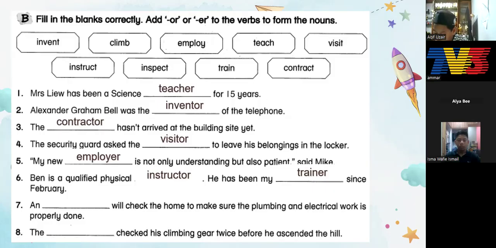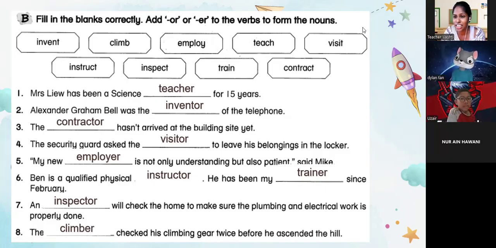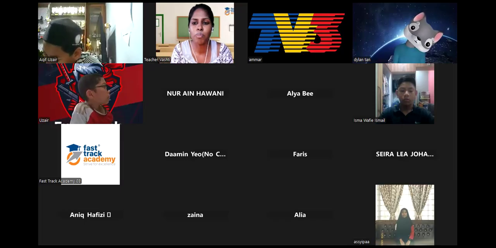An inspector will check the home. Very good. Number 8, last one, the climber. The climber check his climbing gear twice. All right. So did you get your answers correct? Ada sikit salah sini sana? Yes? It's okay. That's very normal. You can learn from your mistakes.